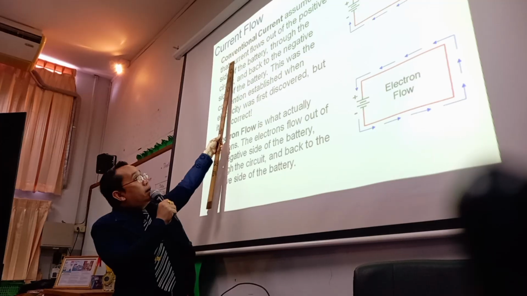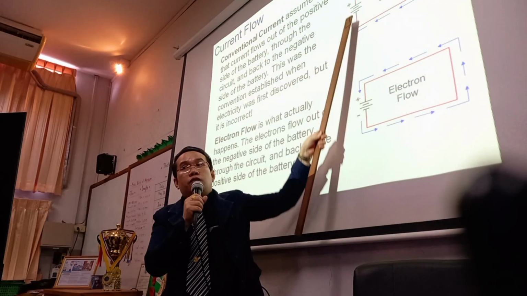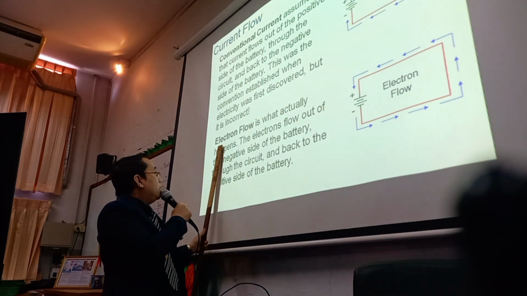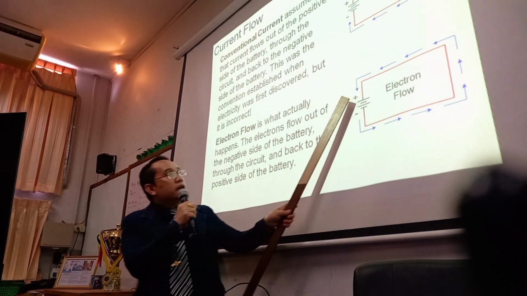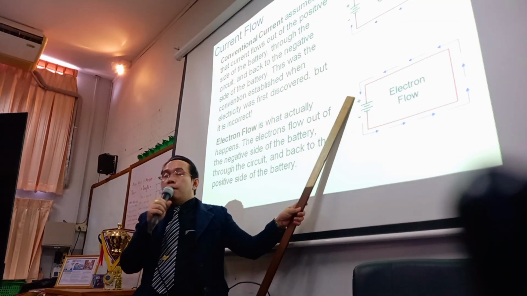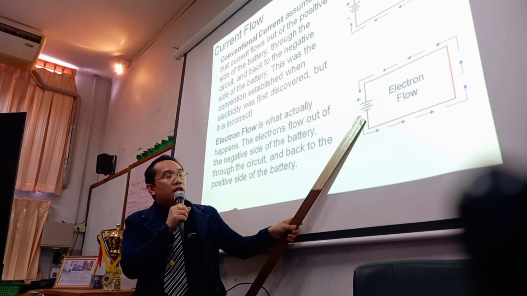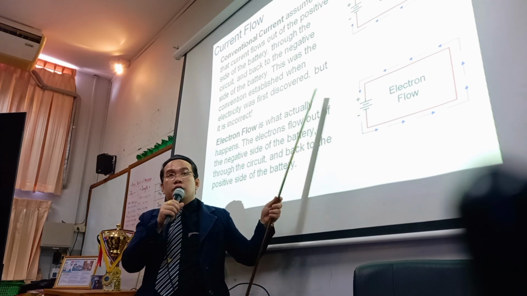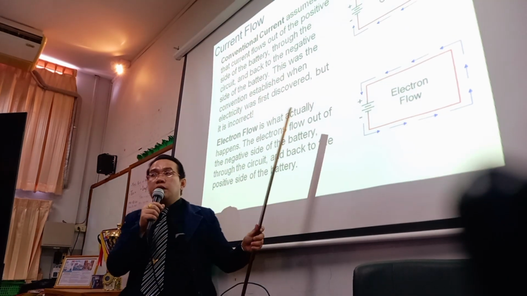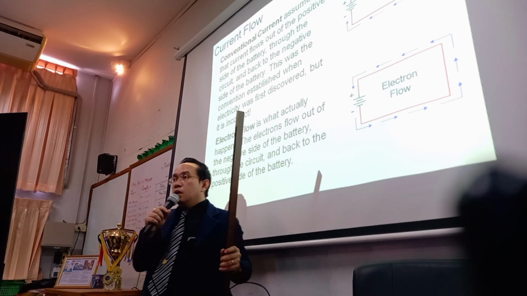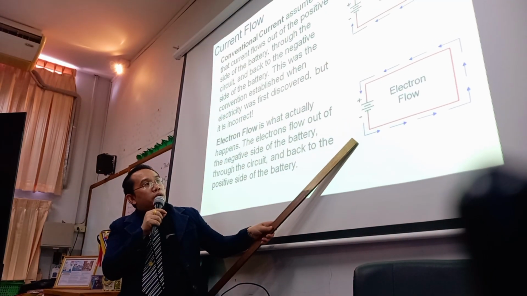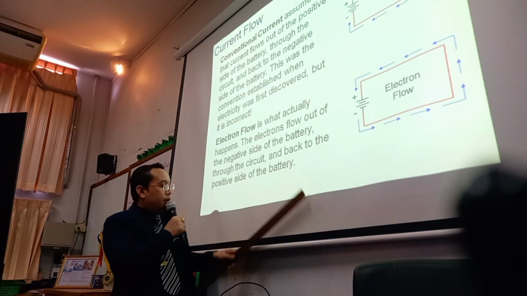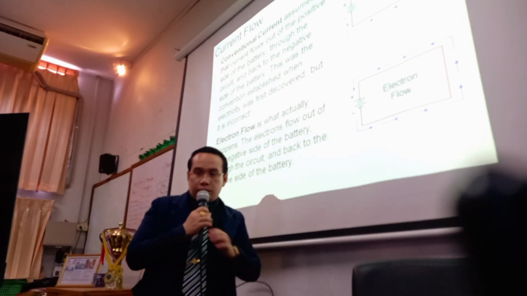So in conventional current, I repeat, the flow is from positive to negative. Do you understand? However, in electron flow, the actual application starts from negative to positive. So that's how we determine the diagram of electric or electron flow in this circuit. Right? Now let's continue.